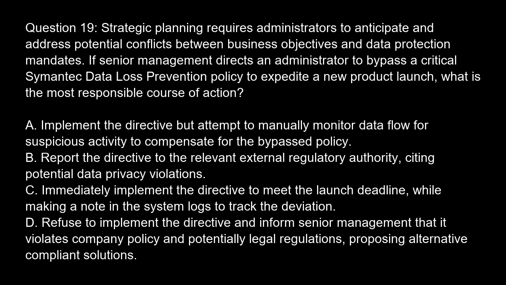Option A. Implement the directive but attempt to manually monitor data flow for suspicious activity to compensate for the bypass policy. Option B. Report the directive to the relevant external regulatory authority, citing potential data privacy violations. Option C. Immediately implement the directive to meet the launch deadline, while making a note in the system logs to track the deviation. Option D. Refuse to implement the directive and inform senior management that it violates company policy and potentially legal regulations, proposing alternative compliance solutions.